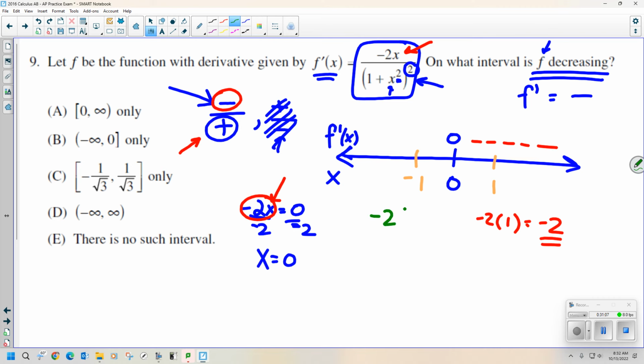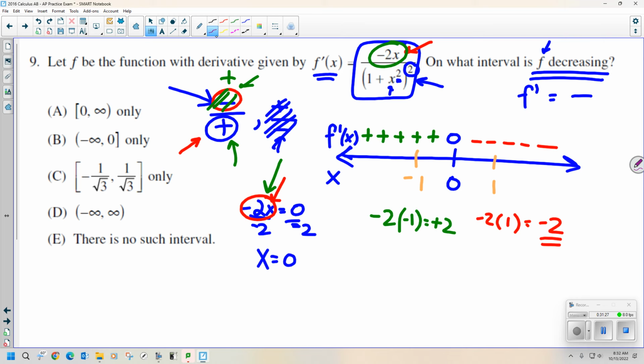Let's try throwing a negative 1 in. Okay, I get negative 2 times my x. Again, I'm going here, looking at the numerator. That's a positive 2. Okay, so I end up with this being positive. The bottom's always positive. A positive over a positive will always be positive.